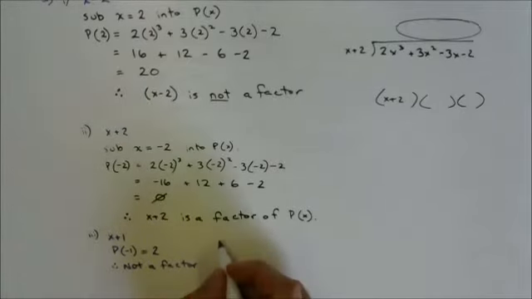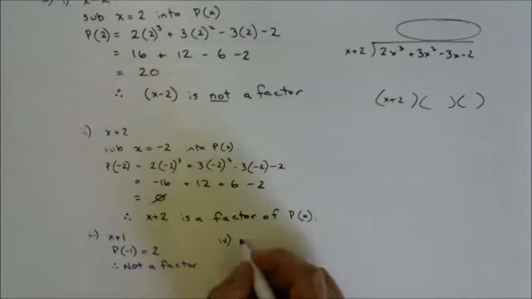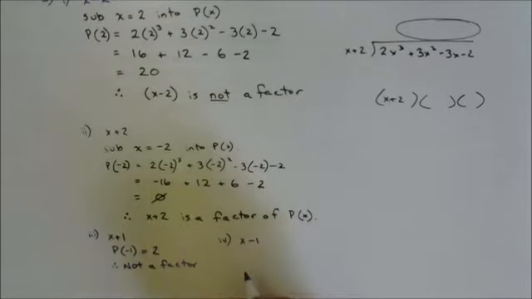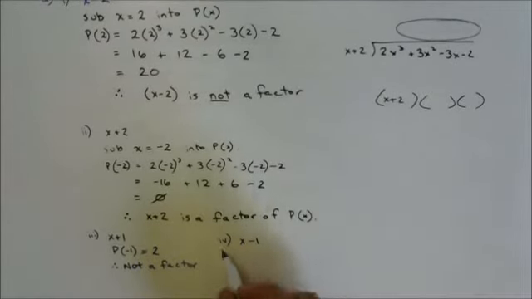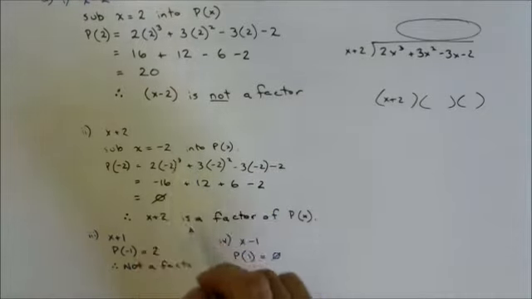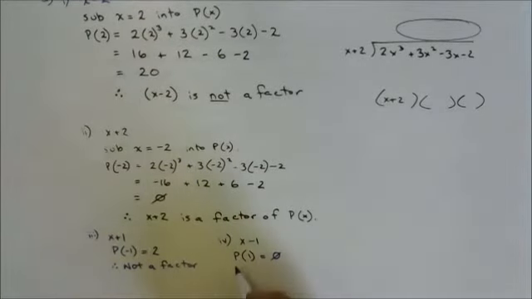If you sub in 1 for x, you end up just getting 2 plus 3, subtract 3, subtract 2. So that's our next factor that we're testing, x minus 1. What would you do? You would sub in 1 for x. You'd find out that it does equal 0, as if you do the arithmetic that we did in our first two. Okay? Therefore, x minus 1 is a factor.